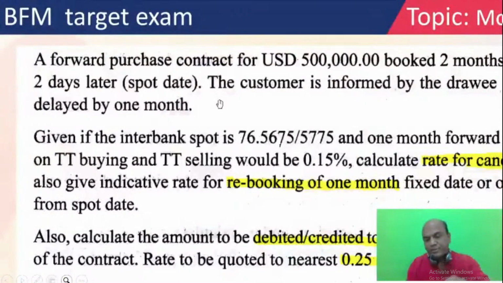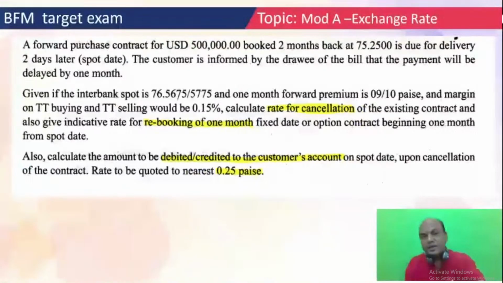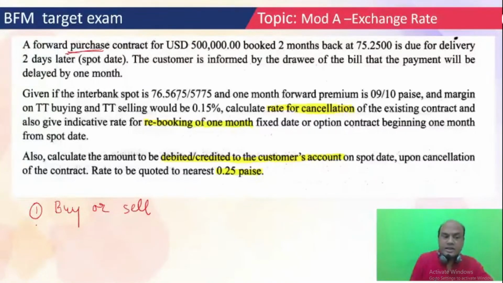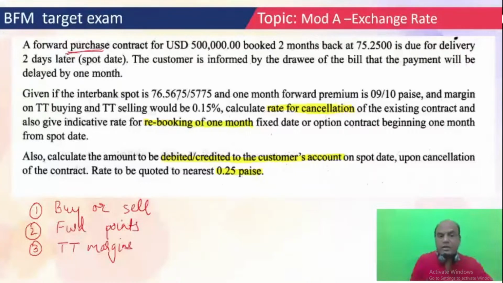Now look at it. How to solve this? Firstly, think what had happened 2 months back. Purchase contract. Kindly note, purchase. In any forex problem, you have to first check 3 points. One is buy or sell. Second is forward points. Are there forward points applicable? And if they are applicable, then what are those? And third is TT margin. Never ever forget these 3 basics, TT margins. These 3 basics you should never ever forget in any forex problem.